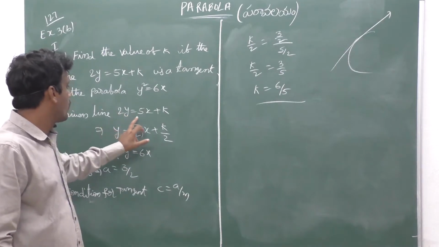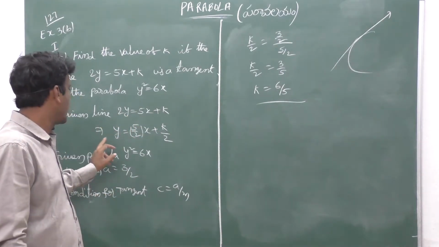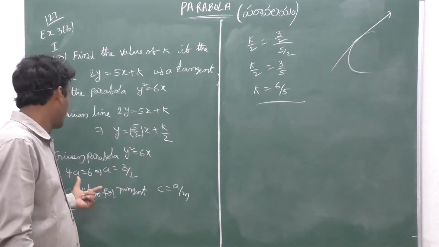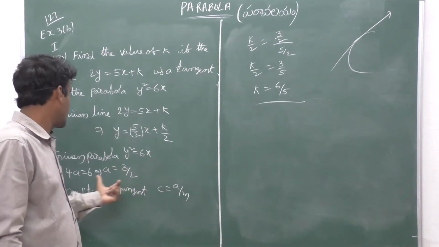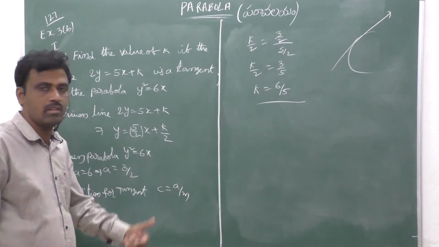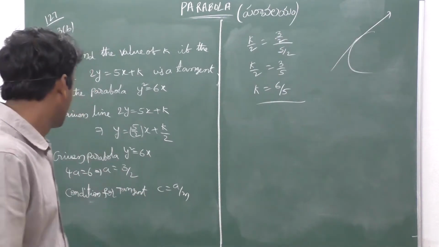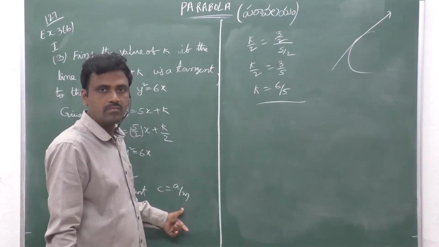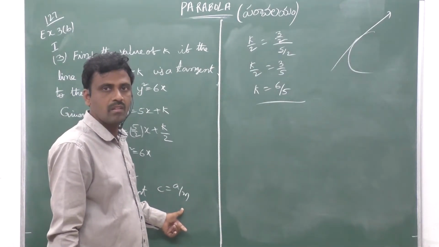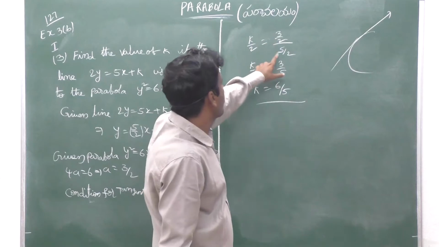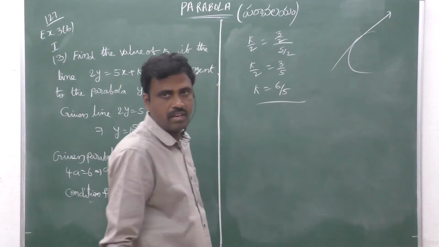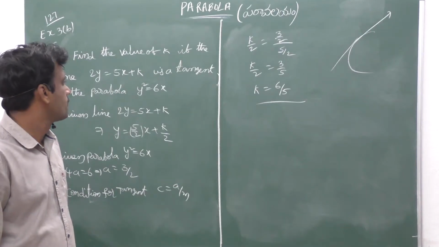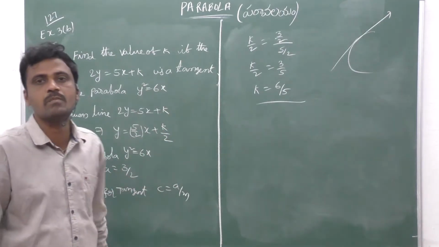Given line 2y equal to 5x plus k, that is y equal to 5 by 2 x plus k by 2, which is in y equal to mx plus c form. Given parabola y square equal to 6x, 4a equal to 6, a equal to 3 by 2. Therefore the condition for tangent is c equal to a by m. That is k by 2 equal to 3 by 2 by 5 by 2, so k by 2 equal to 3 by 5. K equal to 6 by 5.